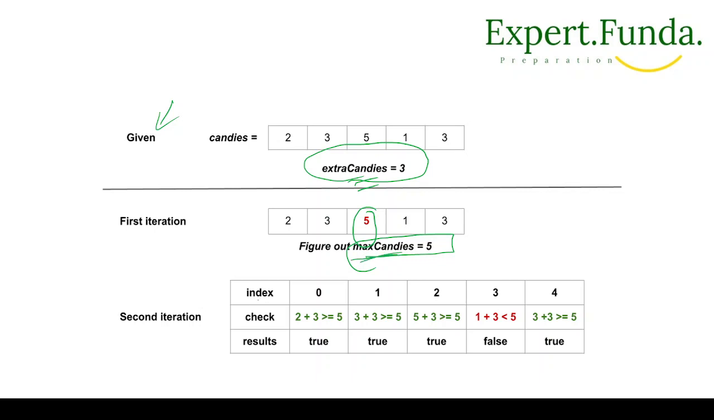And for the check, this is the index that I was telling about, 0, 1, 2, 3 and 4, right? This one you have to check after adding the extra candy. It becomes 5, 5, 5, less than 5 and greater than or equal to 5, right? So if it is greater than or equal to, it means true, right? Whenever it is less than 5, it means false, right? So like this you have to implement. I think you got me.